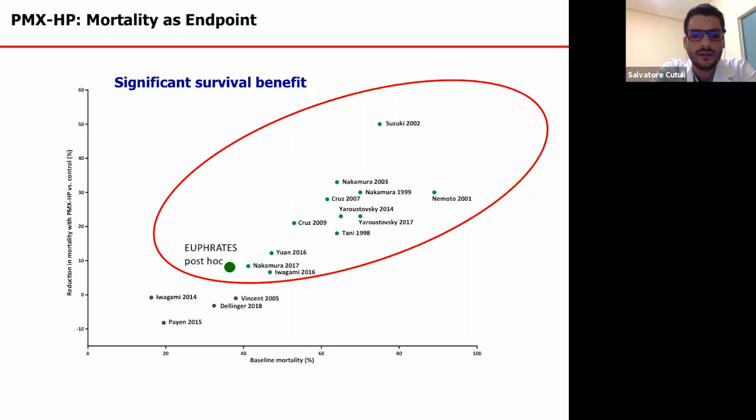The latest evidence was from the EUPHRATES study, an important randomized controlled trial done in North America. Again, in a post-hoc analysis of this trial, there was a reduction of mortality in patients with a certain level of endotoxin activity, which was comparable to the capability of the device to remove endotoxin.